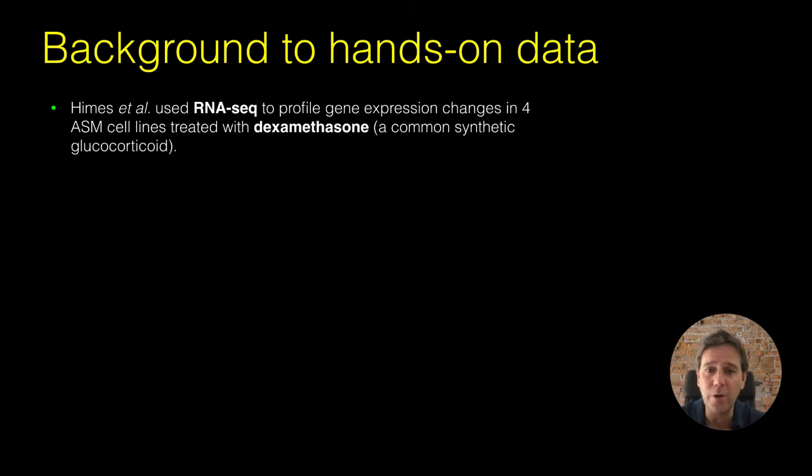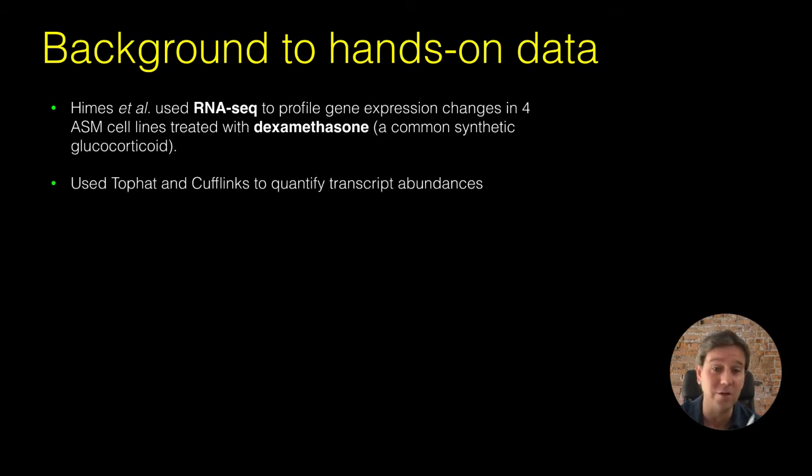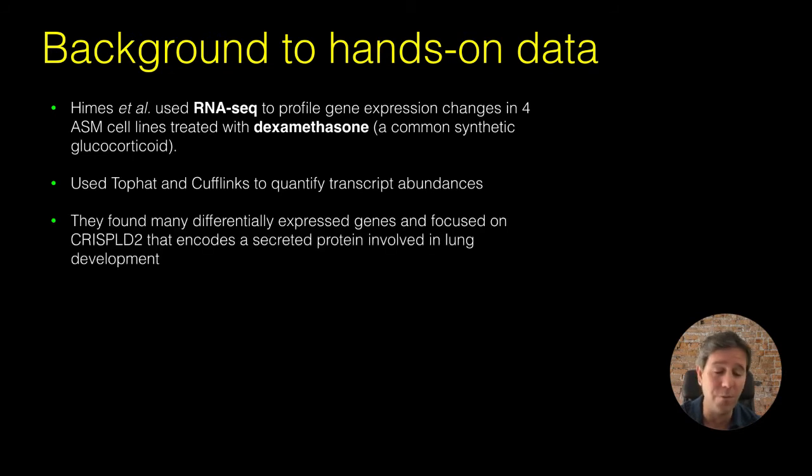So they started off to do RNA-seq analysis. They looked across a couple of different airway smooth muscle cell lines, or ASM lines, and we discussed this a little bit in our previous video, so I'm not going to dwell on it too much here, but just to set the scene so we know the kind of data that we're analyzing. They used TopHat and Cufflinks. These are the same tools we used in last week's lab session, and they found many genes that were differentially expressed. And then they focused in on one in particular that they had studied previously and that was known to be associated with lung development.